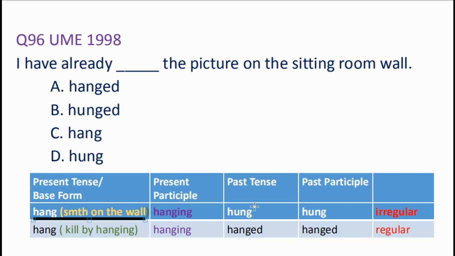It simply means to put an object on the wall. So what is the past tense of this? What is the past participle? Because what we need is the past participle. I have already hung. After have, the verb that is going to follow is going to be in the past participle. So what is the past participle of hang as it is used in this sentence? It is hung, H-U-N-G. That is option D. I have already hung the picture on the sitting room wall. Let's go to the next question.